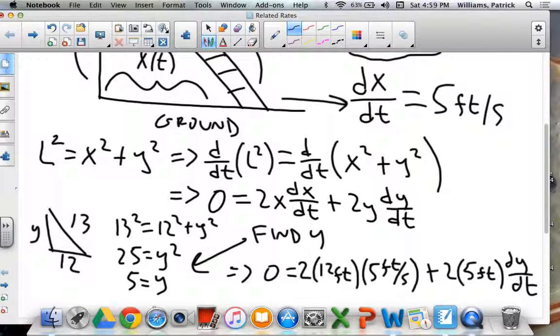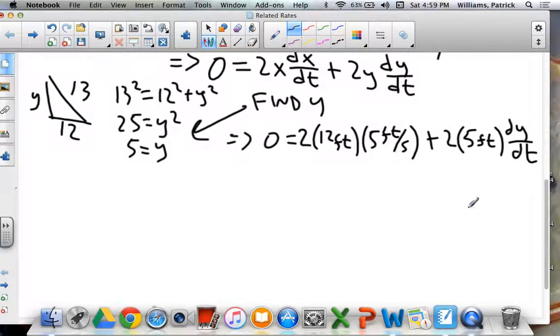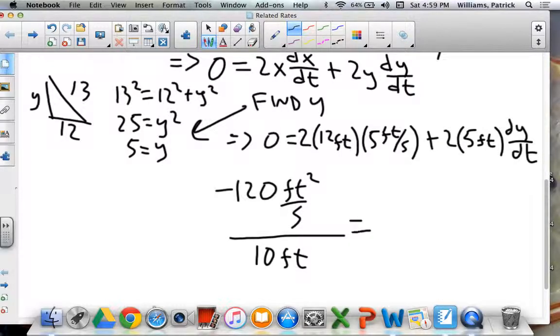Okay, so that just turns it into a very simple algebra problem. So if we go through that, we're going to end up that if we bring the 2 times 12 times 5 over to this side, what will that be? That'll be 120. So we'll get negative 120. If we multiply feet by feet per second, we get feet squared per second. And then we divide that by 10 feet, which is 2 times 5. By doing this, we will get dy/dt equals negative 12 feet per second, okay?